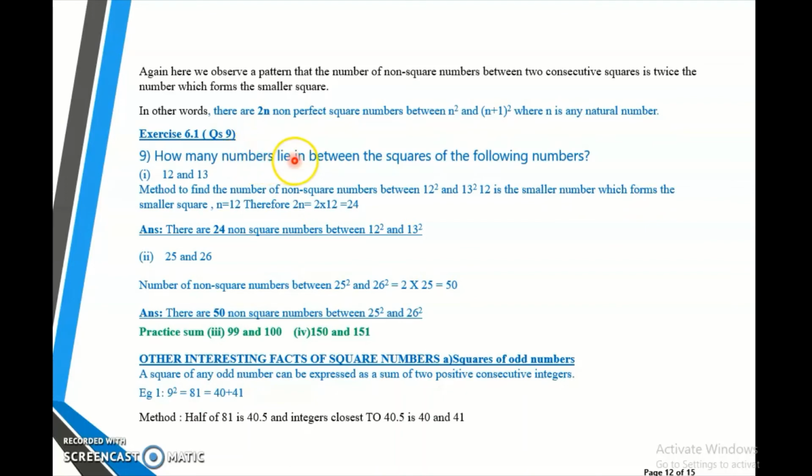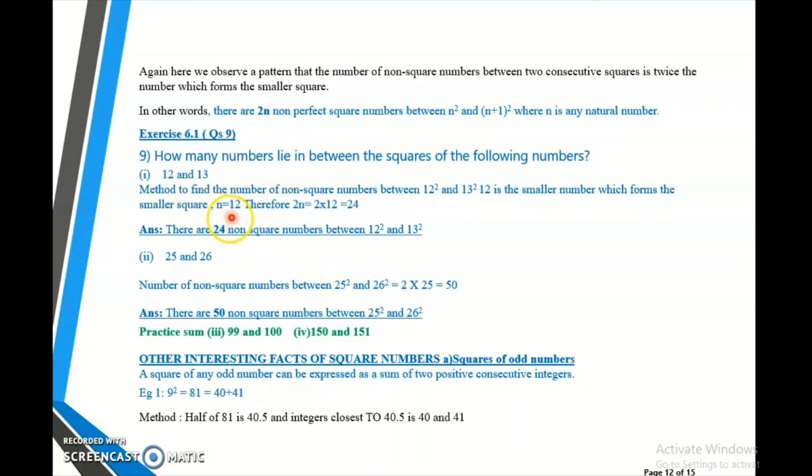How many numbers lie in between the squares of the following numbers? So the question is, how many non-perfect squares lie between 12 square and 13 square? As per the rule, it is 2 times, or twice, the smaller number. That is 2 into 12. What is 2 into 12? 24. So there are 24 non-perfect squares between 12 square and 13 square.